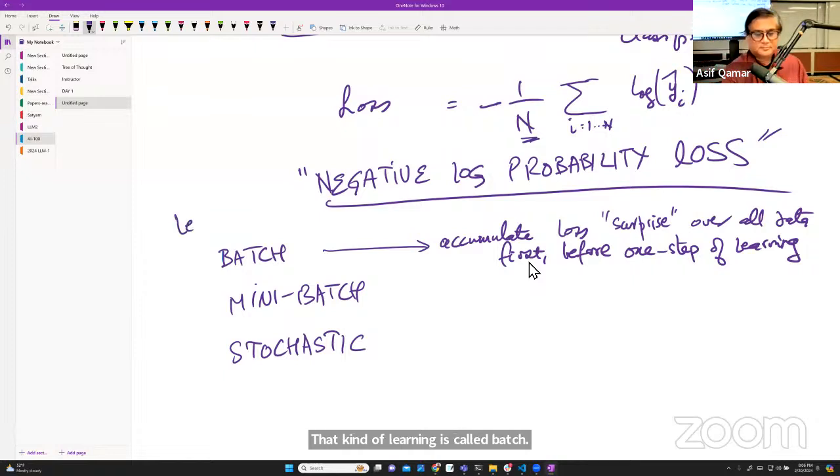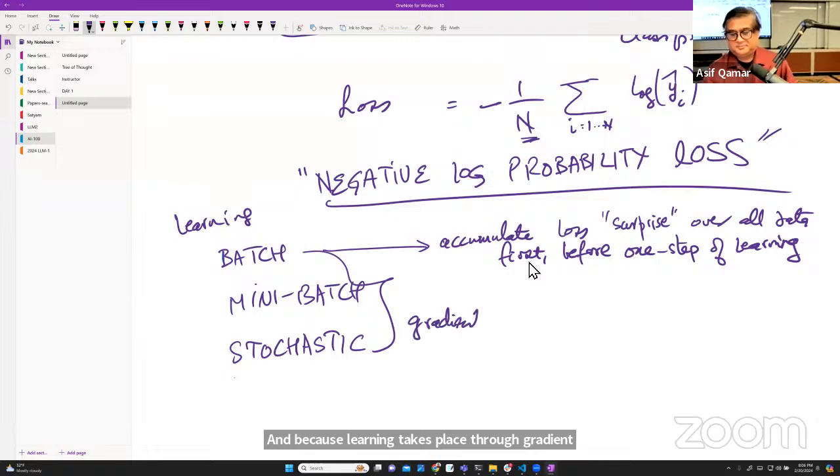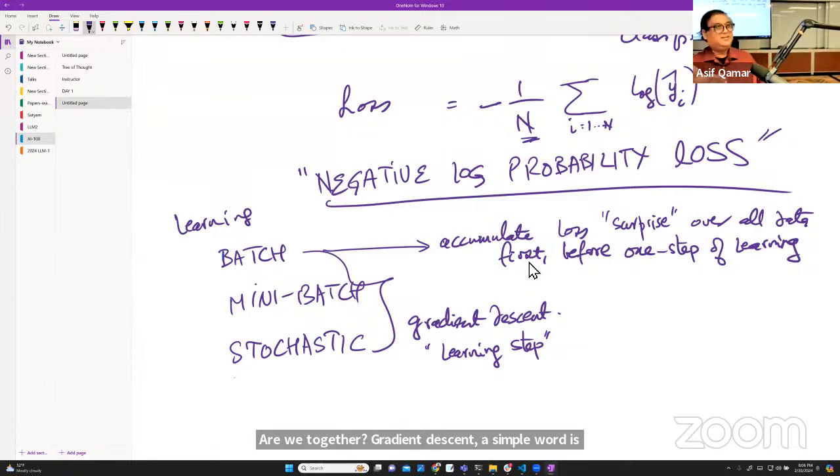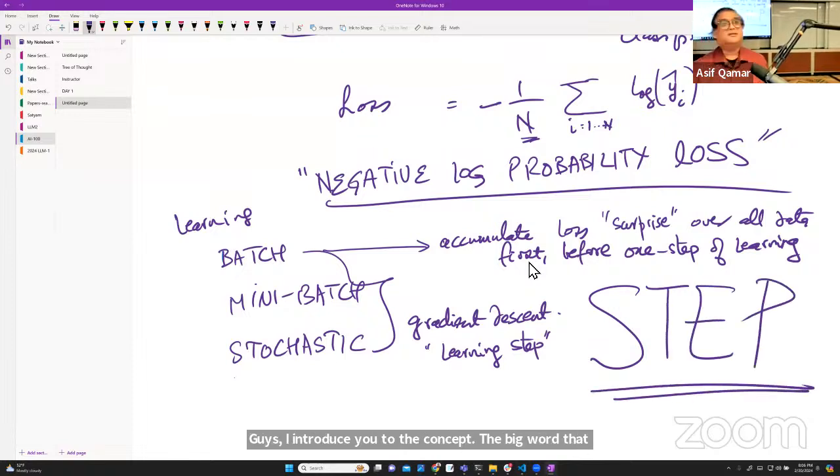Batch learning. And because learning takes place through gradient descent, these words are often suffixed with gradient descent. But for today, consider gradient descent as synonymous with learning step. Are we together? Gradient descent, a simple word, is learning step. So I can do one step of learning, and this word is important, guys. I introduce you to the concept. The big word that in the lab you will use, step. So one step of learning in batch is first run all the data through the machine and accumulate your surprises. And once you've accumulated, that's your total loss. That's your batch loss, full loss. One step, and then you do one step of learning. How we do one step of learning, let's keep it for later.